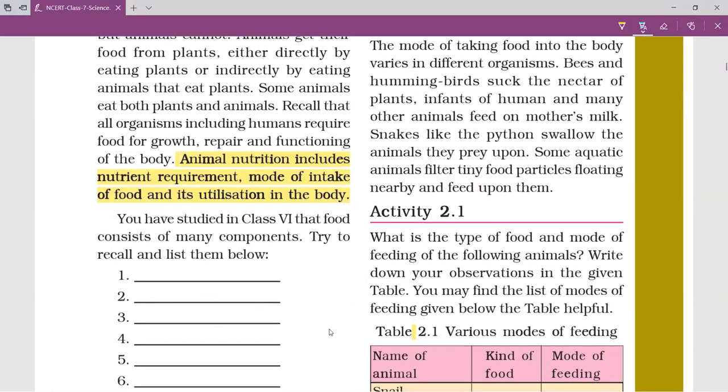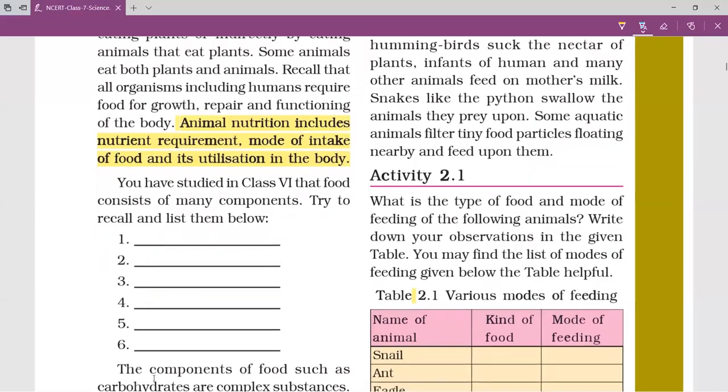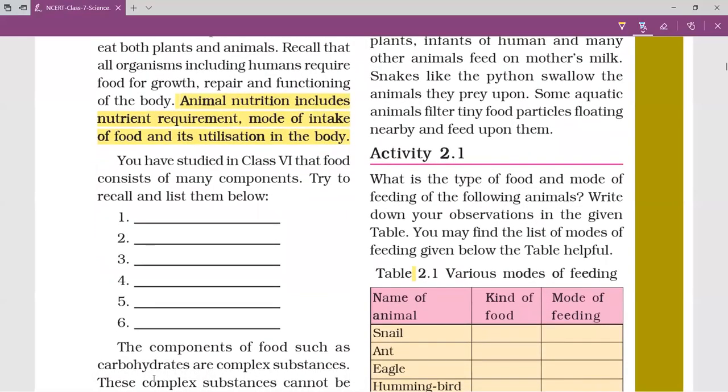In the previous class, we studied different components of food. Just recall what they are. The first component is carbohydrate, second is protein, third is fat, fourth is vitamin, fifth is minerals, and sixth, actually it is not a component, but it is very essential: roughage, fibers, and water. So these are the different components which are part of the food.